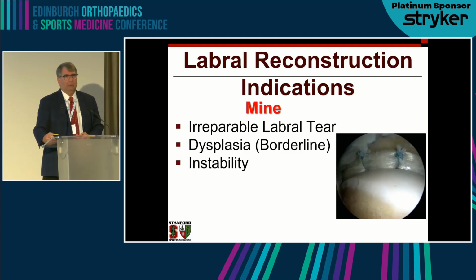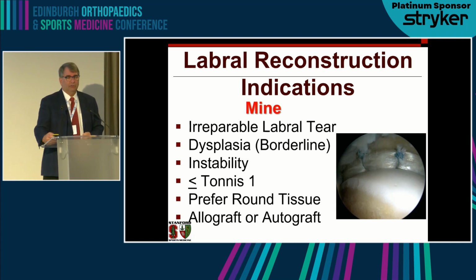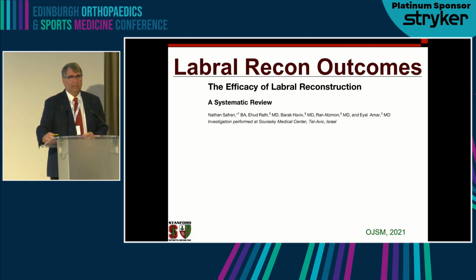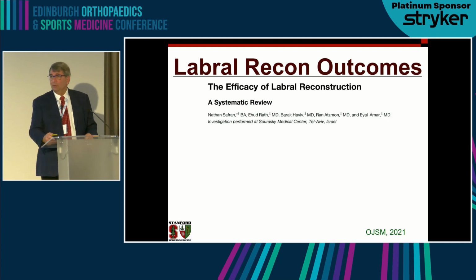My indications: an irreparable labral tear. I'll do it primarily if somebody has borderline dysplasia and I think that they need some tissue there, so for instability. They can't really have arthritis. I like to use a rounded graft, and again, I tend to use an allograft. A very unique thing for me here is that I'm presenting, I'm going to put up here, my son's paper that he published.